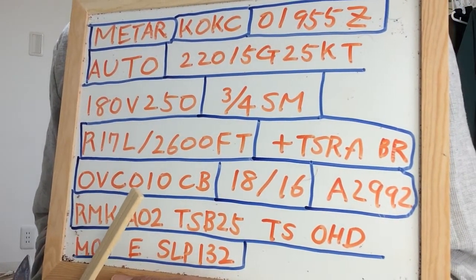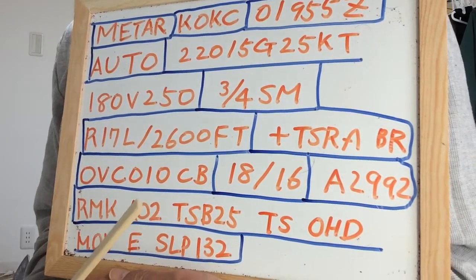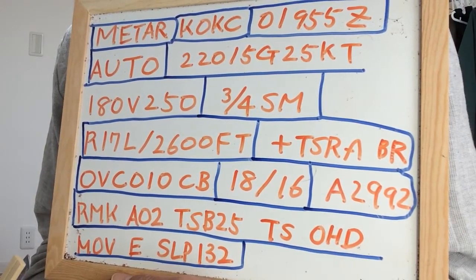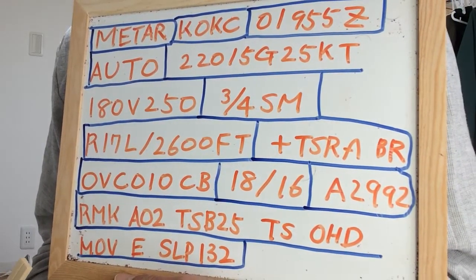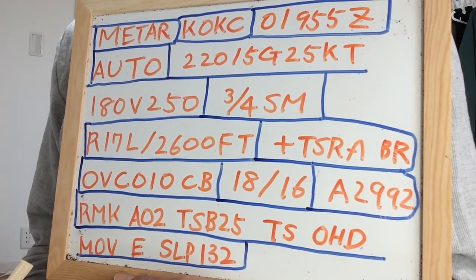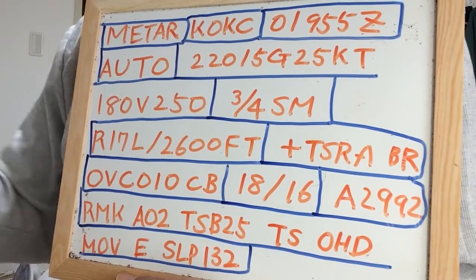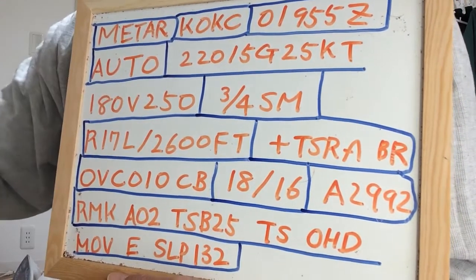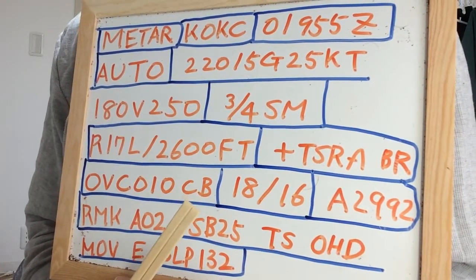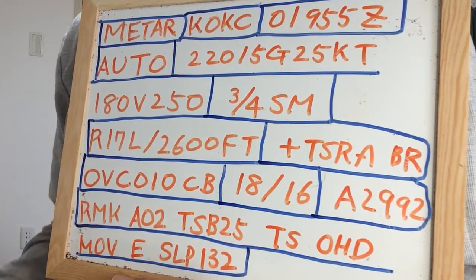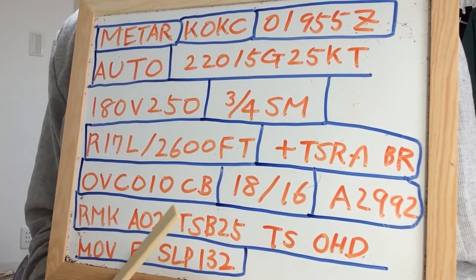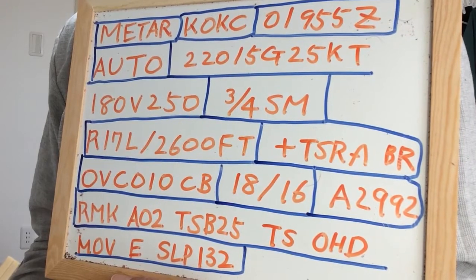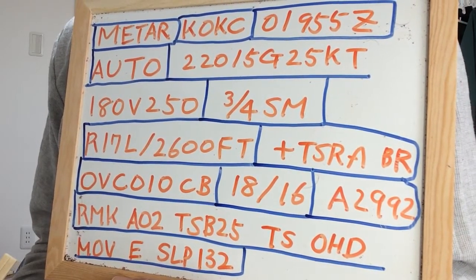OVC, overcast. And the height is coded in hundreds of feet above the surface using 3 digits. At manual stations, cumulonimbus, CB, or towering cumulus, TCU, is appended to the associated layer.